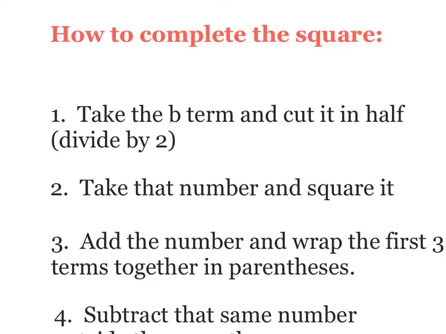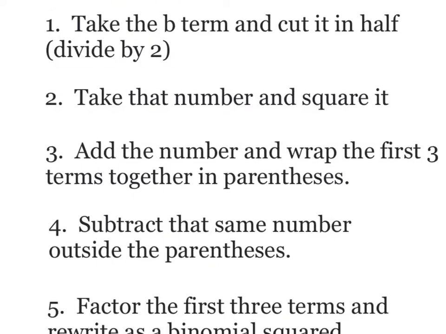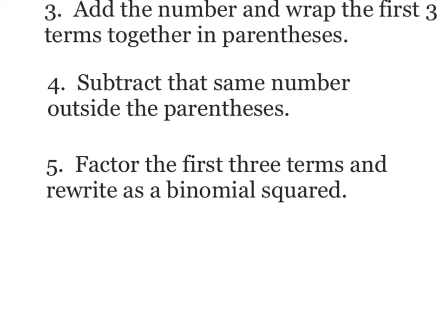So here's the directions. Let's make sure we jot them down. Step 1, take the b term, cut it in half, which is really dividing by 2. Step 2, take that number and square it. Step 3, add that number, wrap the first 3 terms together in parentheses. Step 4, subtract that same number outside the parentheses. Step 5, factor the first 3 terms and rewrite as a binomial squared. Then you should have something in vertex form.